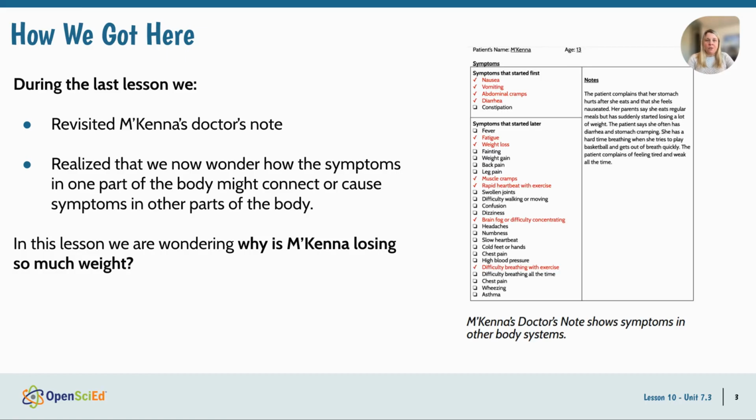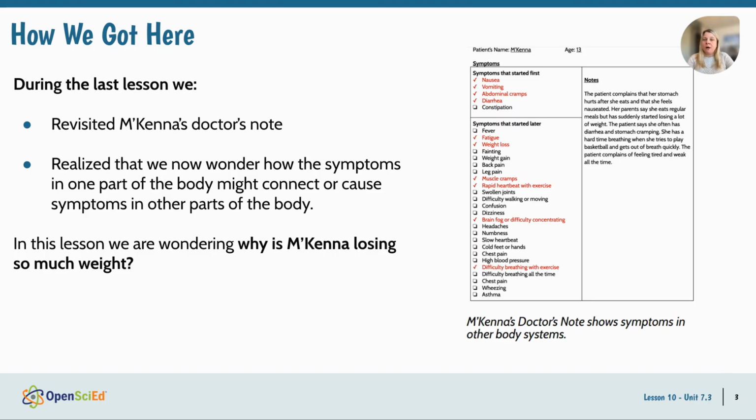In the last lesson, we just spent the day really digging into identifying the questions we can now answer and the questions on our driving question board that we couldn't. We then decided to revisit McKenna's doctor's note and see that most of the questions we could answer involved her digestive system, but the questions we couldn't answer were usually about other systems of the body.